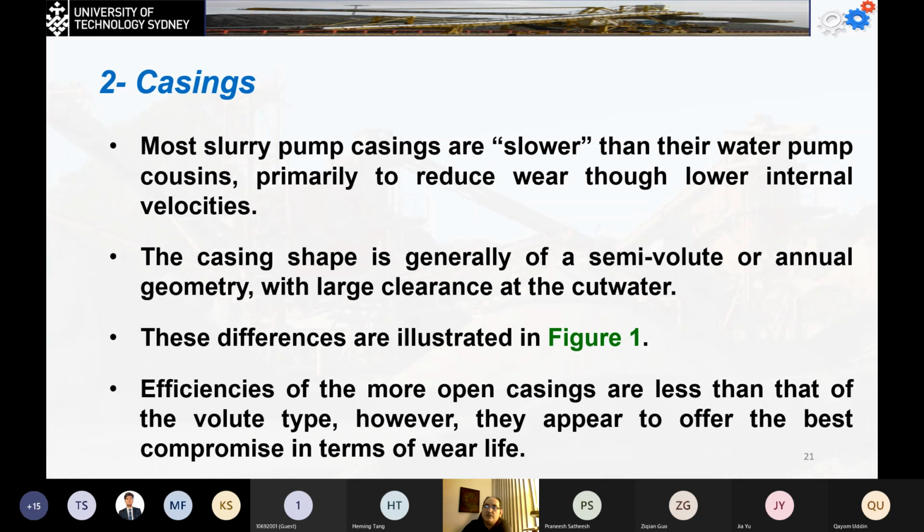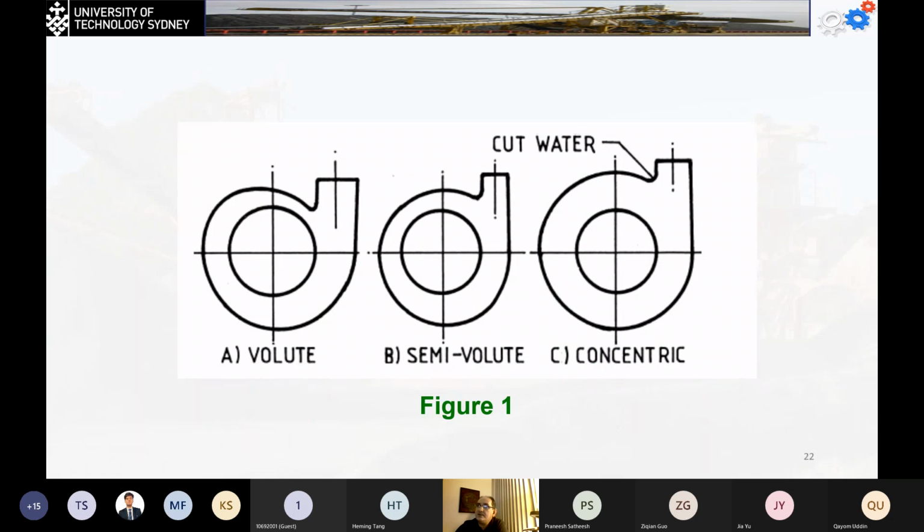The efficiency of the more open casing is going to be less than that of the volute type, because the volute is going to have a closer casing to the impellers. And these are the different types of the casing. So you can see for the volute, we are going to have a narrow area here, and this will cause higher pressure to be generated, and thus we're going to have better efficiency. This is the semi-volute, and this will be the constrictive type, and this one is going to have less efficiency, but it's going to have less effect from the wearing material.